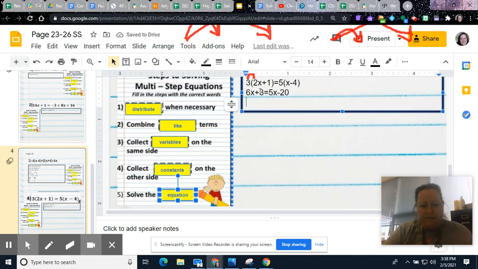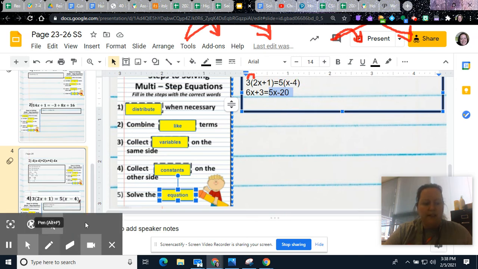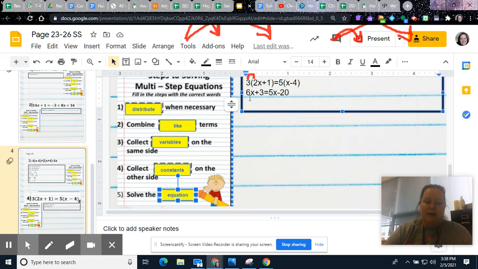Next, it says combine like terms. Look at the left side of the equation. They do not have like terms. One has a variable, one doesn't. Right side, same thing. So we don't have to do step 2. Then it says collect the variables on the same side. Again, I like to keep my variables positive. Got to keep them happy.